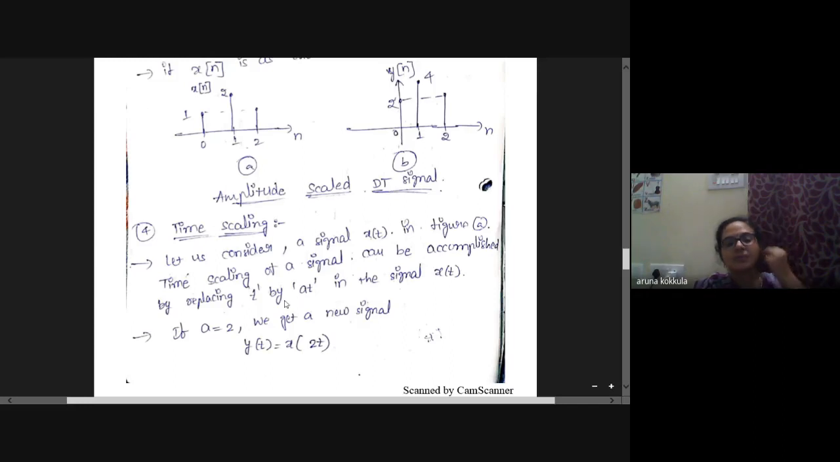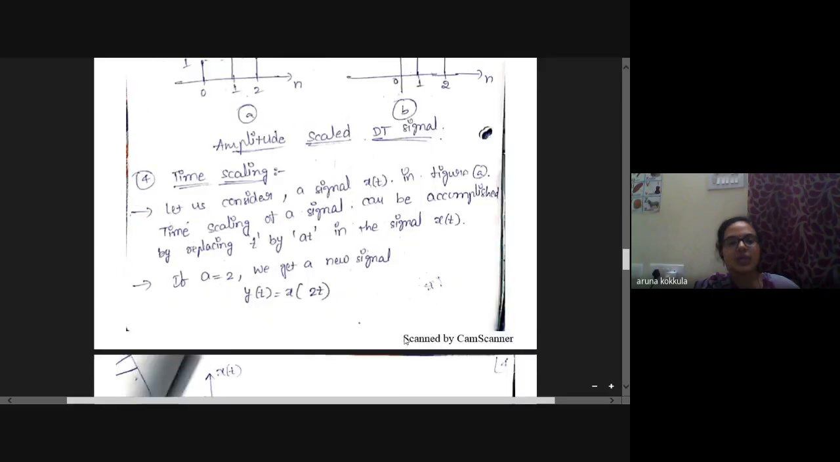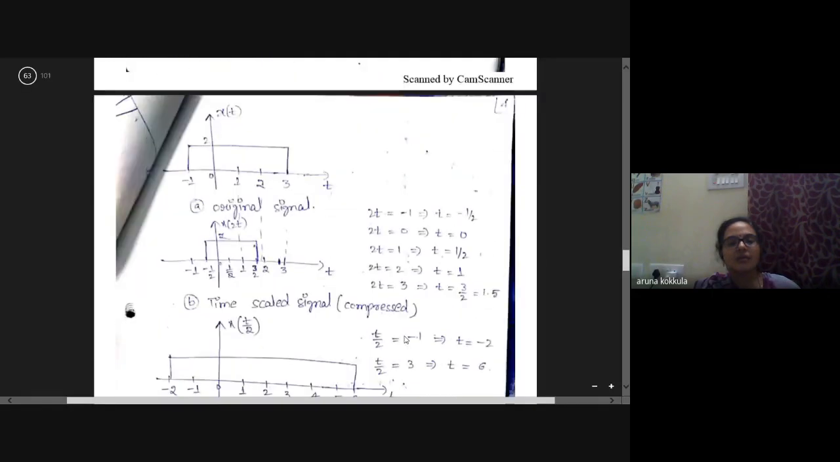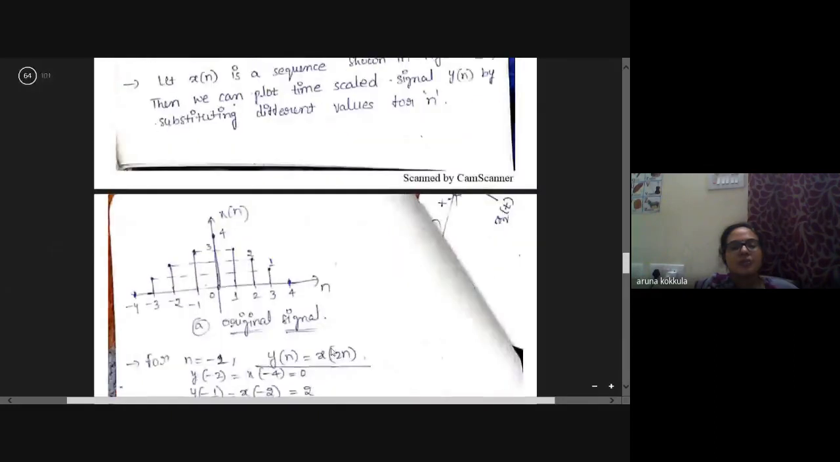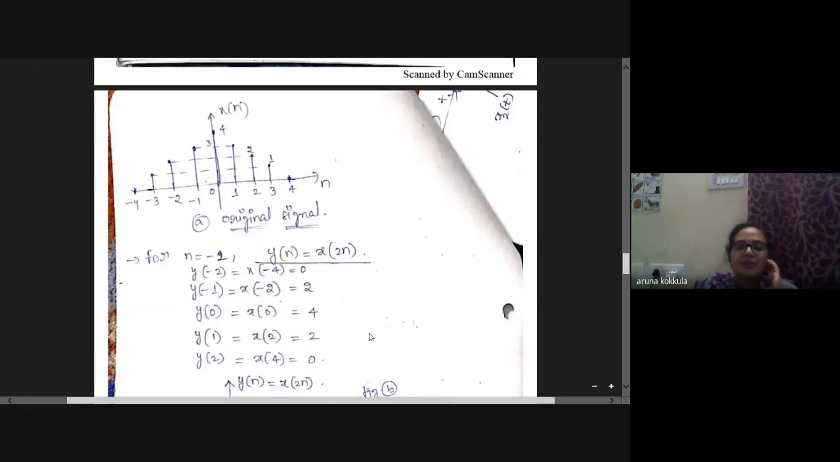Fourth one is time scaling. Consider the signal x of t. In the discrete time case, we can write the time scaling as y of n is equal to x of a into n, where a is greater than 0. If a is equal to 2, the y of n sequence is shown in figure. x of n is different from minus 3 to 3. If a is equal to 2, y of n is equal to x of 2n.